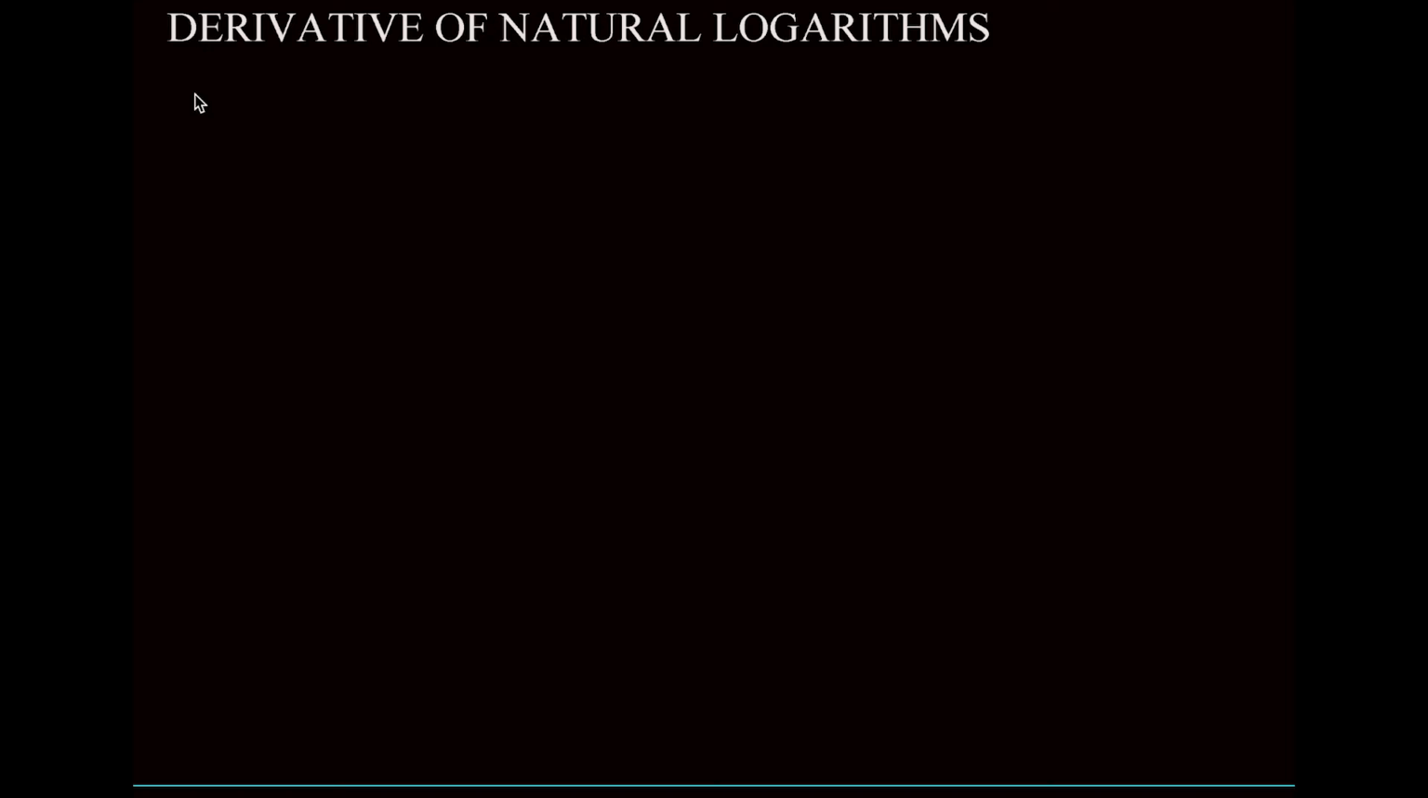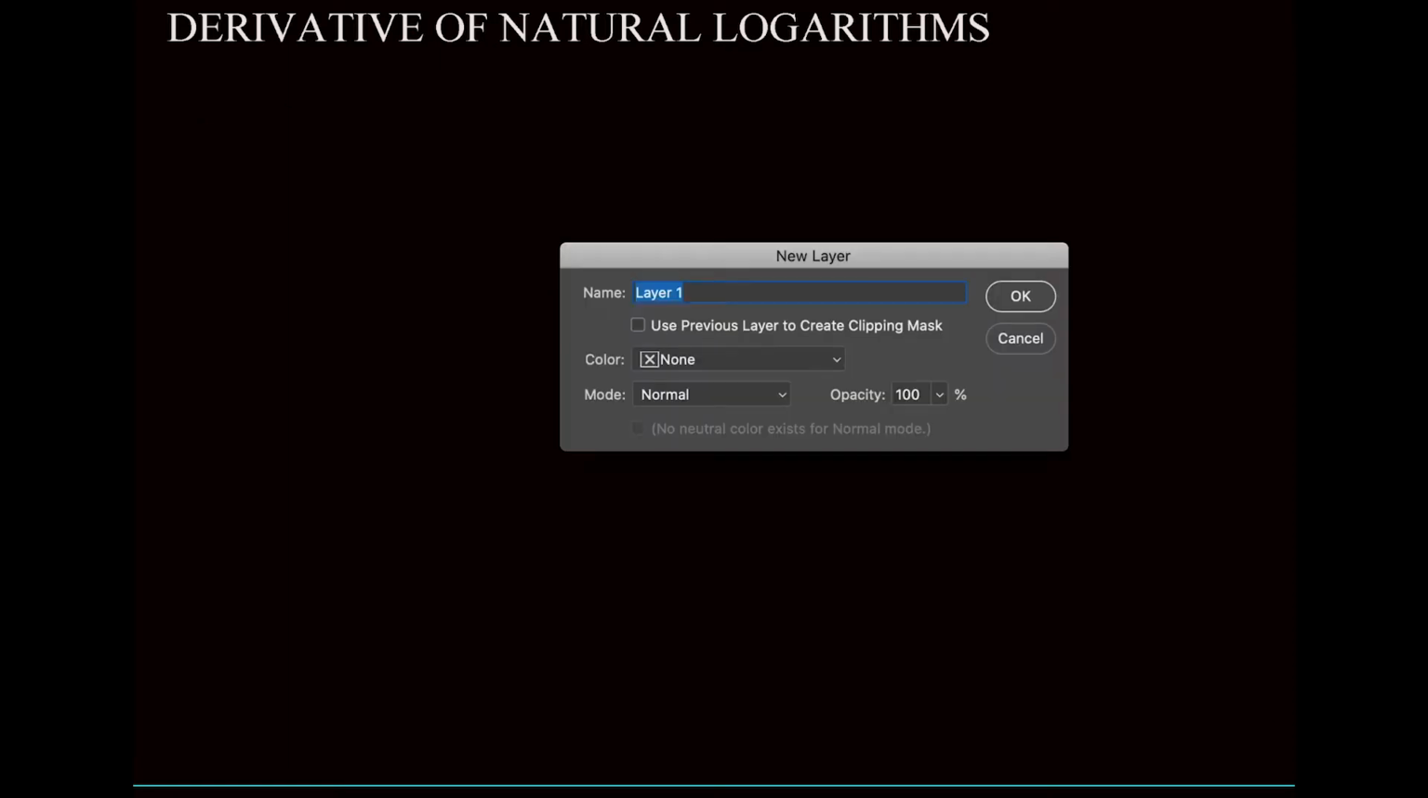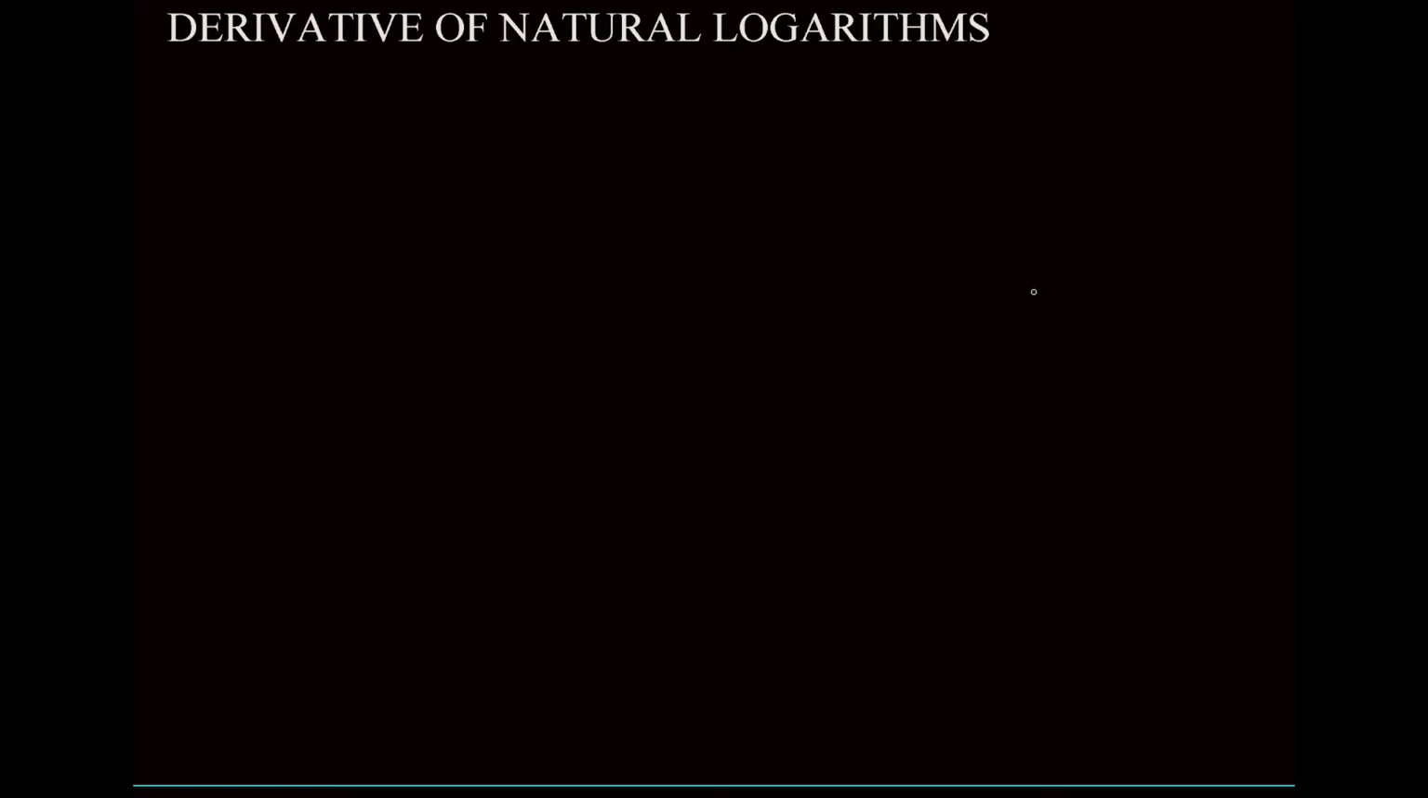Hi guys, for today we're going to find the derivative of natural logarithms. Okay, so let's start with the most basic idea. So we have here y is equal to ln of x. If we have the function y is equal to ln of x, your derivative will just be 1 over x. And that's just it.